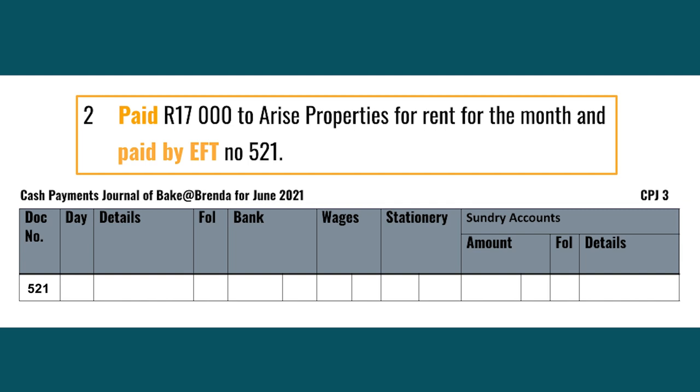The document number will be EFT number 521. The day is the 2nd of June. Bank will be recorded with the amount of 17,000 Rand and the sundry accounts will also be recorded with 17,000 Rand. The details will be rent expense.